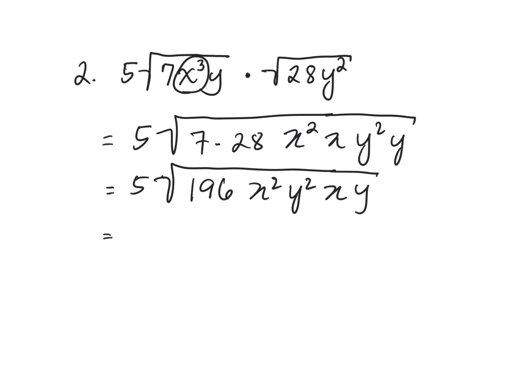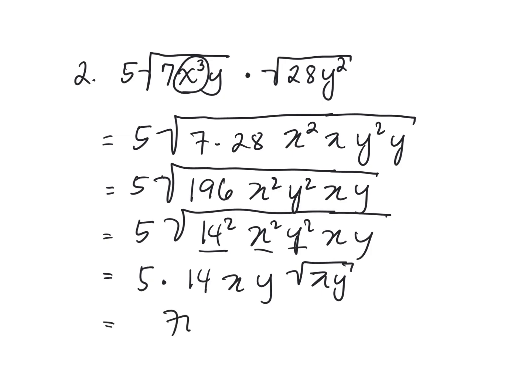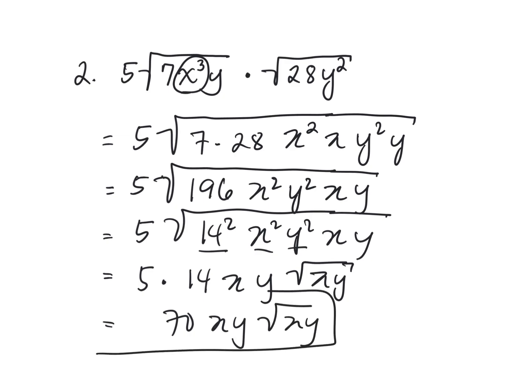The square root of 196 is 14. So 5 times, let me just write it this way, 14 squared is the same as 196, x squared, y squared, x, and then y. Time to simplify. This is going to be 5 multiplied by this one, which is going to get out of the radical sign, and it's going to give you 14. This x and this y will get out, and what is left inside the radical sign is only x and y. Now, 5 times 14 is going to give you 70xy times the root of xy. So this is your final answer here.